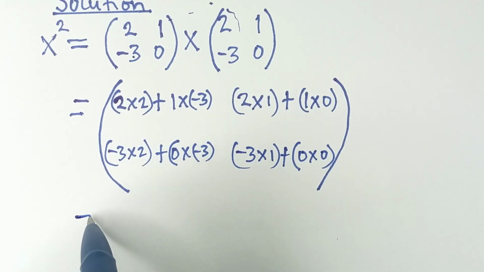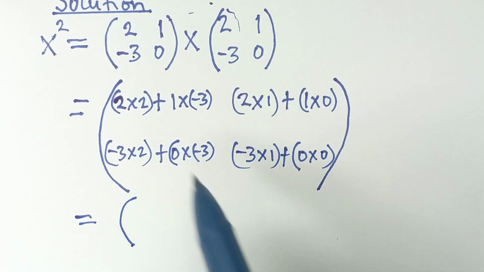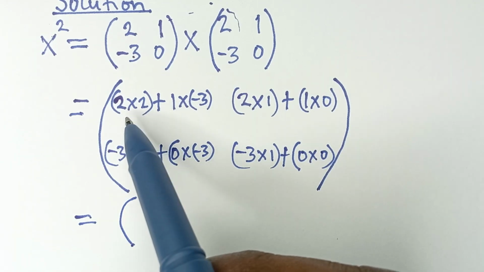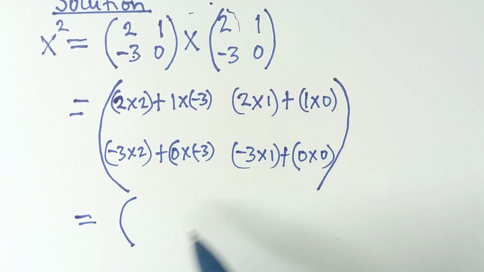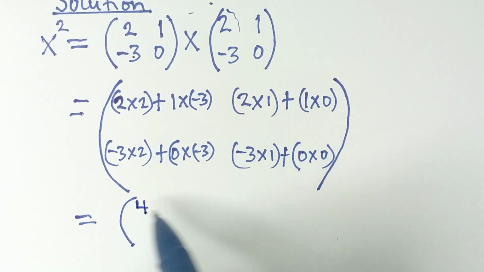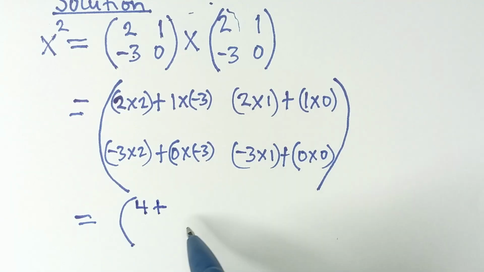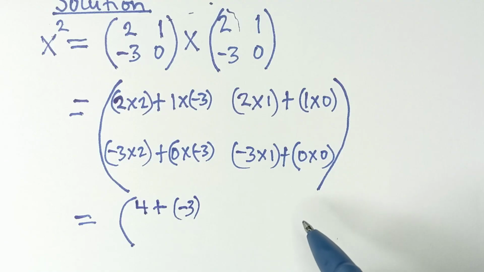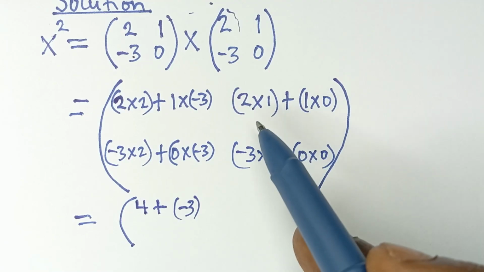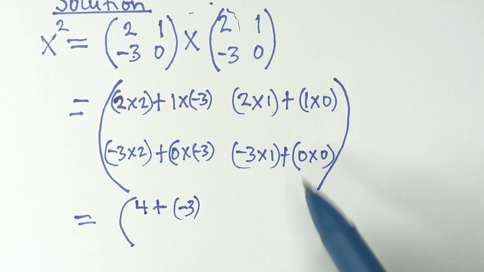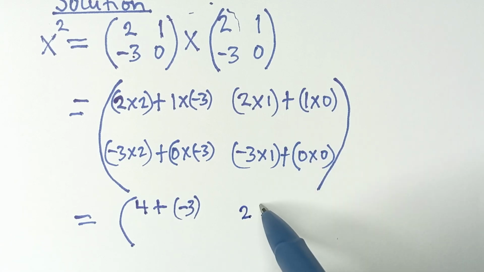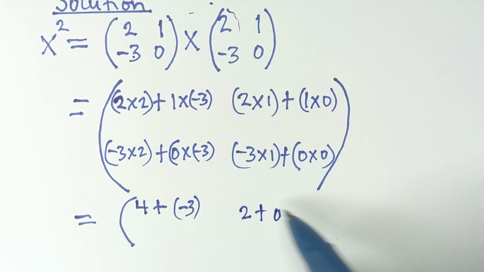So it will be equal to, here, 2 multiplied by 2 is 4. So I'm going to write 4. Then plus 1 multiplied by negative 3 will give me negative 3. That is what I have there. The next one is going to be 2 multiplied by 1, and that will give me 2. Then plus 1 multiplied by 0 is 0.